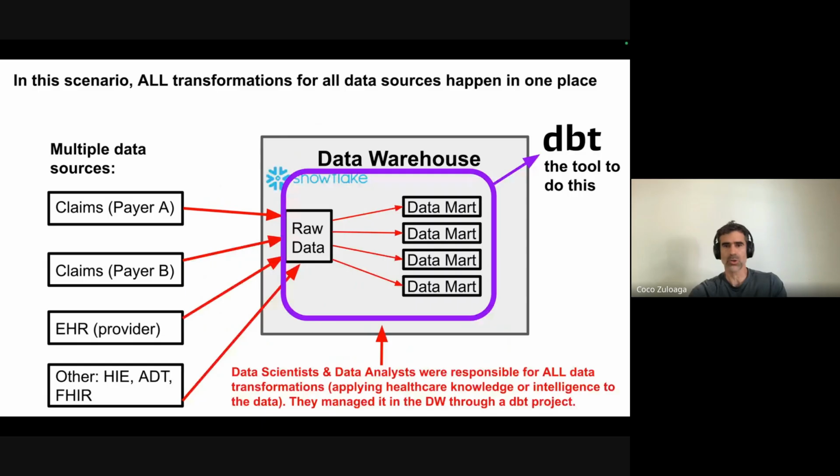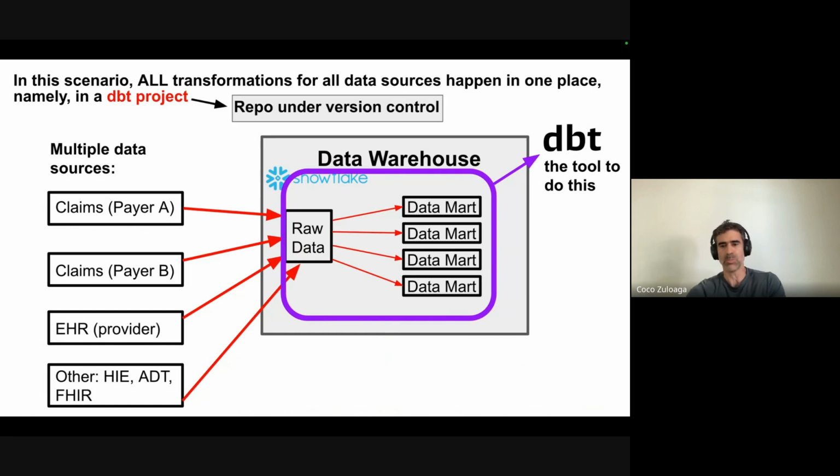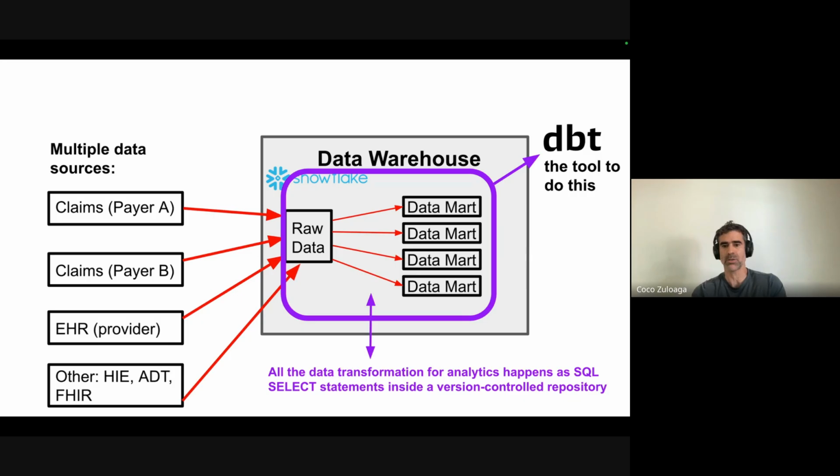And in this scenario, all transformations for all data sources happen in one place, namely inside of a dbt project, which is a repo under version control. And all the data transformation that's happening for analytics is happening as SQL select statements inside of this one version controlled repository. So conceptually, this architecture makes sense. When we switched to this, everything was better.